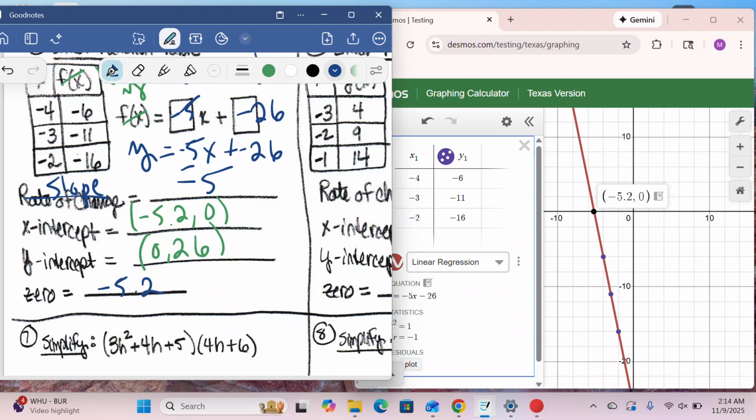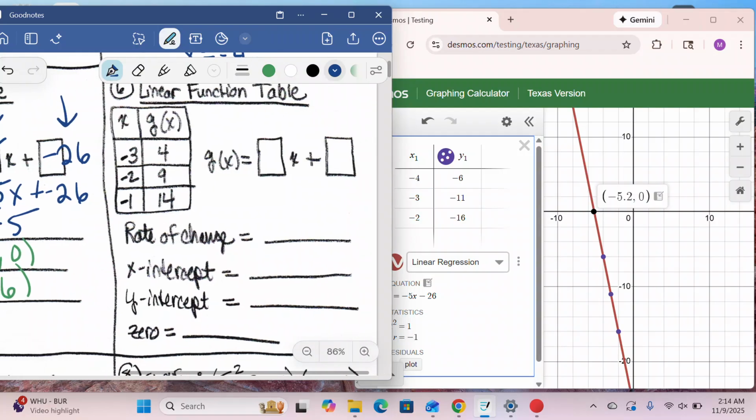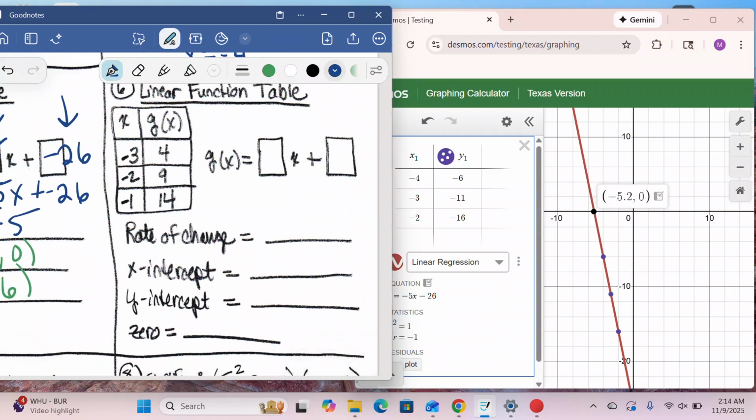And once again, if you want to try the second problem, you saw how I did the first problem. You can pause the video and see how we do the second problem. Pause it and then do the work, and then go ahead and unpause it and see if you got the right answer. So we're going to do the next function table.